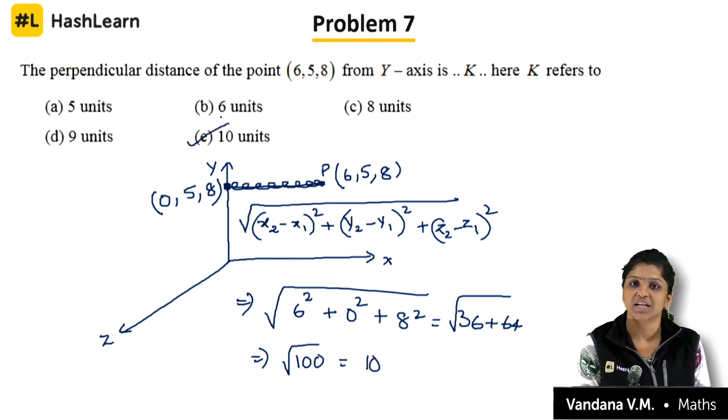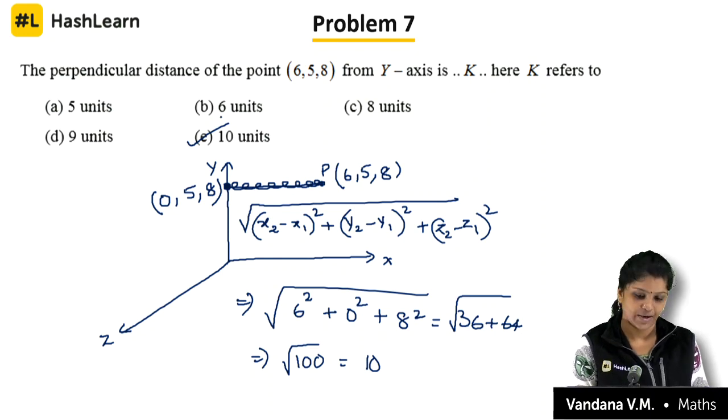So which option is correct? Option E is correct. Any doubts? Clear? Okay.